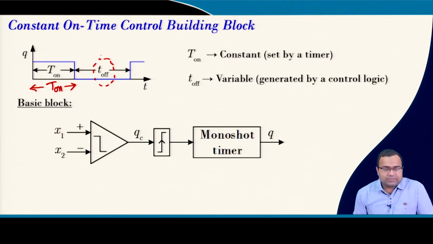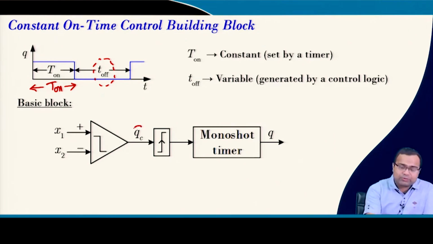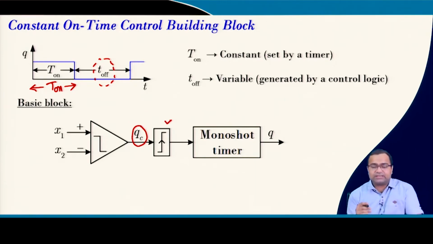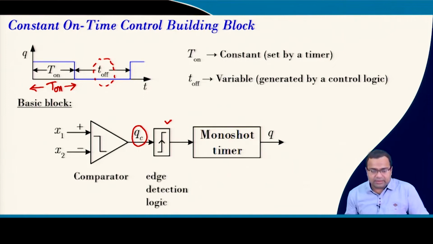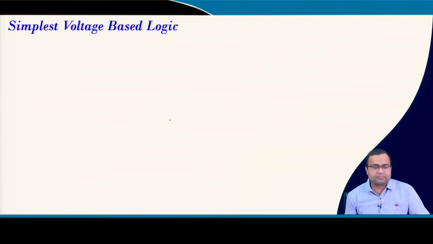Okay. So, a building block: if we take two signals x1 and x2, the two signals are compared and the comparator output is QC. The positive edge of this QC is detected, and then this output goes to a monoshot timer, and the monoshot timer gives us the actual gate signal. So, it is a comparator. Now, it requires an edge detection circuit and a monostable multivibrator. The simplest is the voltage based logic.